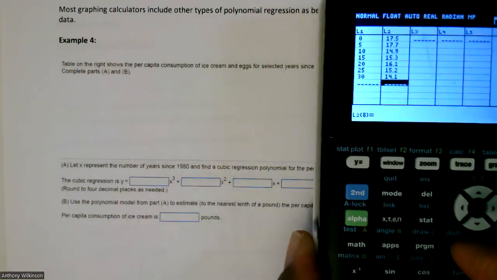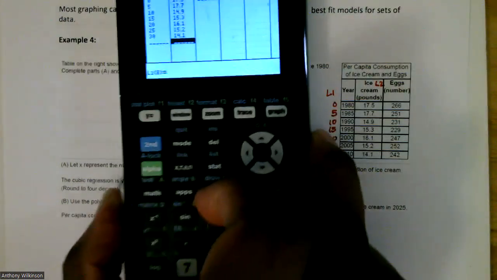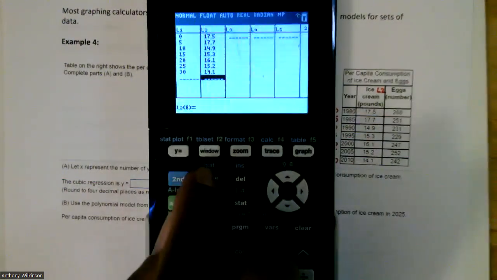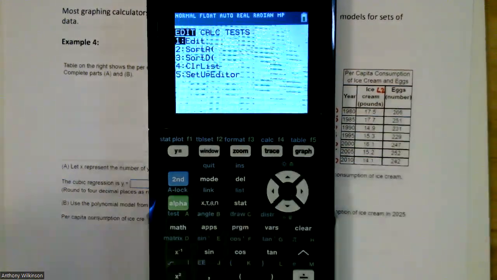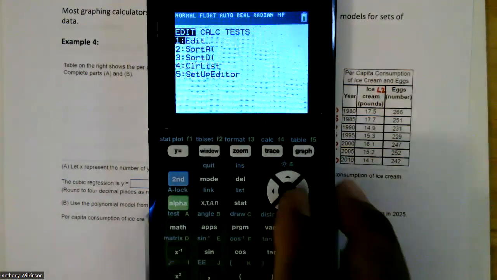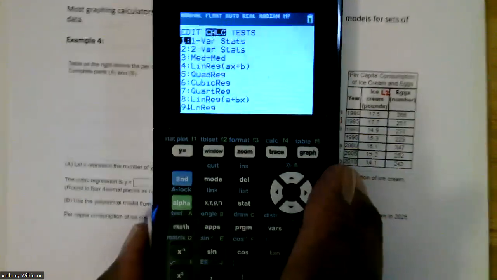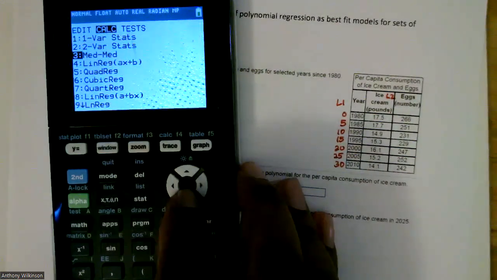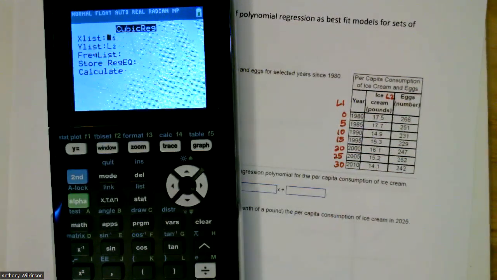All right, now, what they want is the cubic regression polynomial. The cubic regression is what they're looking for. So what I'm going to do is press second, mode to go back to the home screen. Then I'm going to press the stat key, right arrow to calculate. And if you look, number 6 is cubic regression. So I'm going to use my down arrow key to go to cubic regression and then press enter.